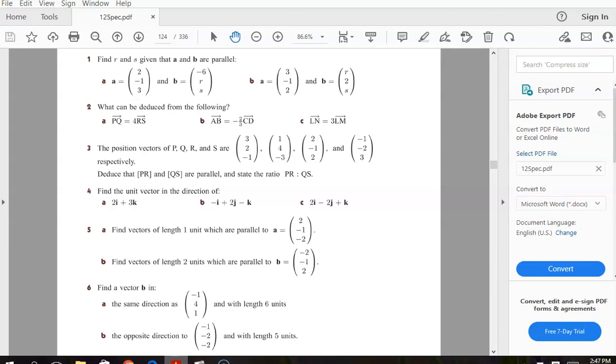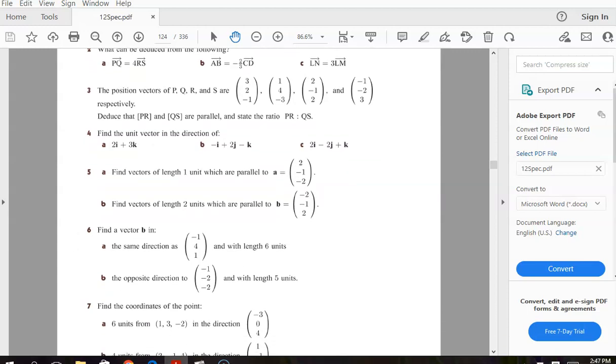Shall we bother with 3? Really? Oh, okay. Let's do 3 then. Oh, 4. Find the unit vector. Yeah, I'm also going to say no. You're going to tell me how to do question 4.